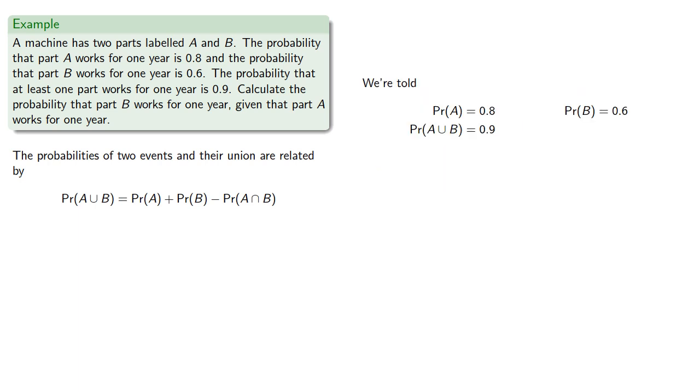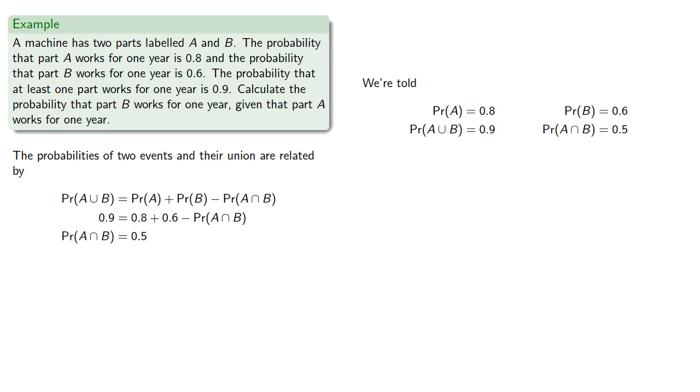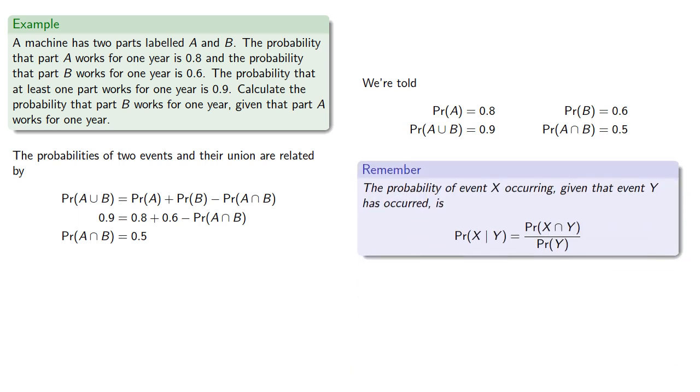We know the individual probabilities and the probability of their union, so we can substitute those in. And then that tells us the probability of their intersection. Well, we don't actually want that. We want a conditional probability, but our conditional probability formula does require this probability of an intersection, and so we can compute the probability that B works for a year given that A works for a year. That's the probability of their intersection divided by the probability of the conditioning event.